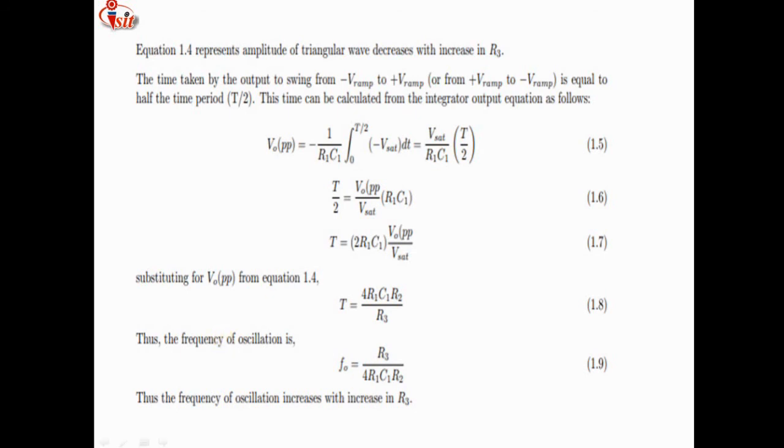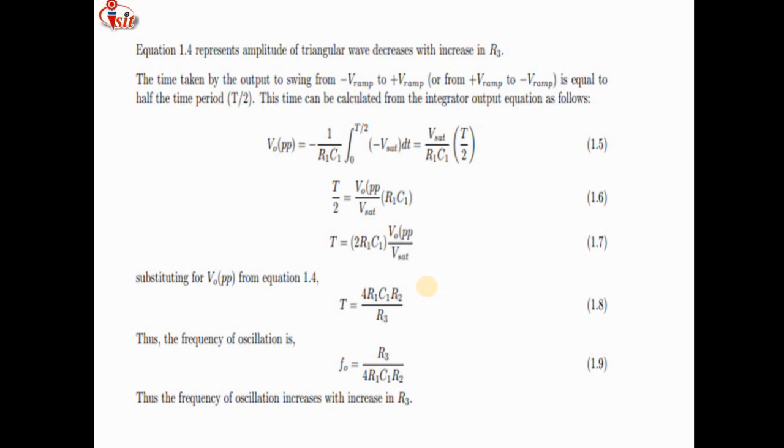Here, this is the equation related to T, where T means the time parameter. And for the frequency parameter, we are going to do the reverse of the time parameter: the numerator quantity goes to the denominator and the denominator quantities go to the numerator. Like this we calculate the output frequency, denoted by the formula F0 is equal to R3 divided by 4 R1 C1 R2.